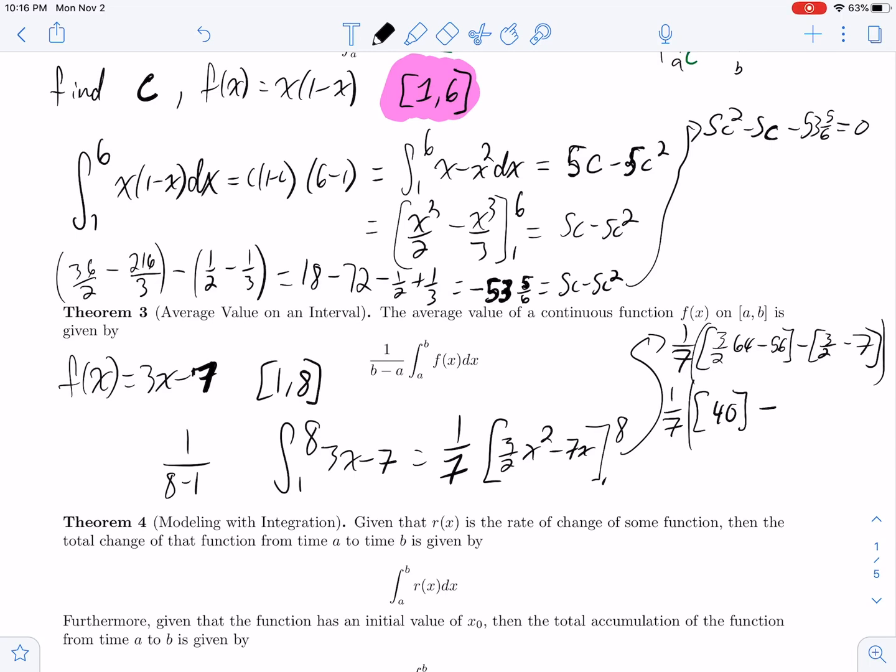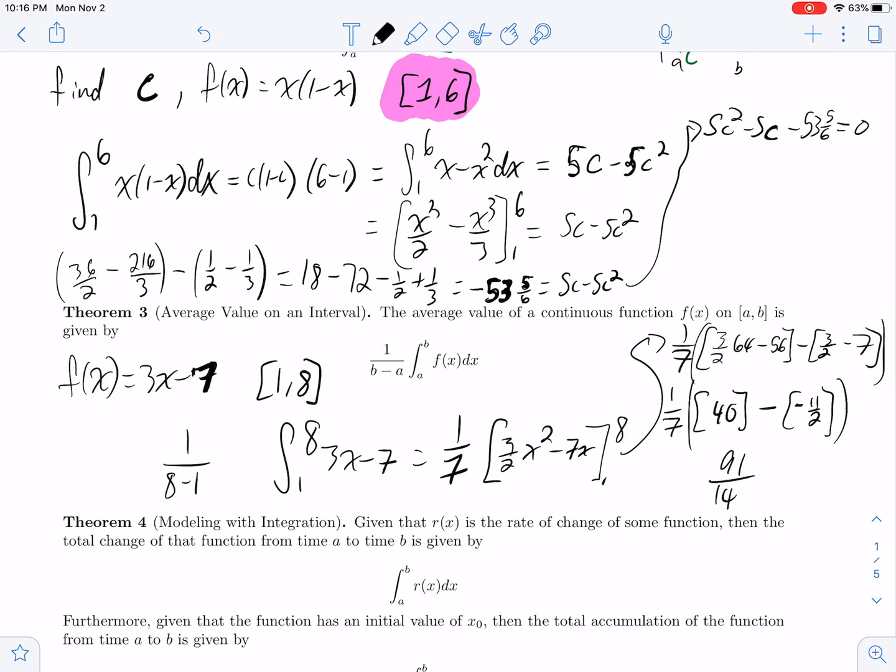3 over 2 minus 7, so that's 1 and 1/2 minus 7, so that's negative 5 and 1/2, which is negative 11 over 2. All right, so we got 1/7 times 80 over 2 minus negative 11 over 2. That's what? 91 over 2. So this is 91 over 14 if you simplify it. Okay, and there's the average value on this interval.